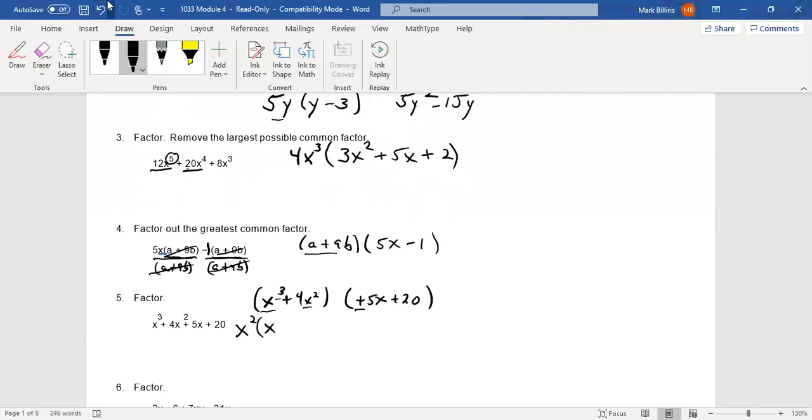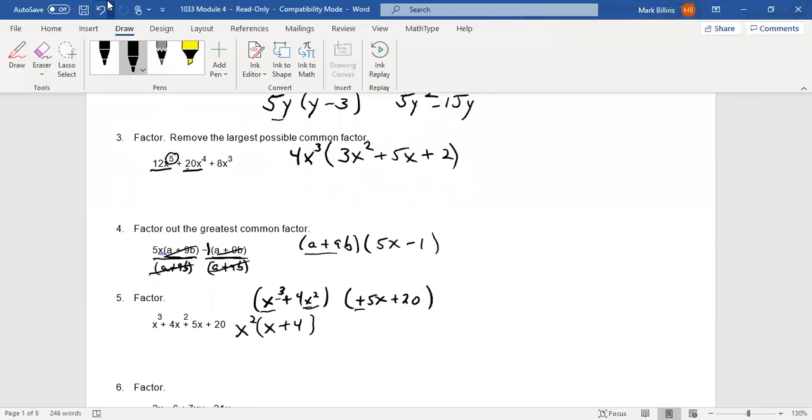For the second term, I didn't factor out anything that would go into the positive 4, so that remains positive 4. I had 2 factors of x, and I took out 2 factors of x, so no x is left. So when I factored out the greatest common factor, it leaves me x squared times the quantity x plus 4.